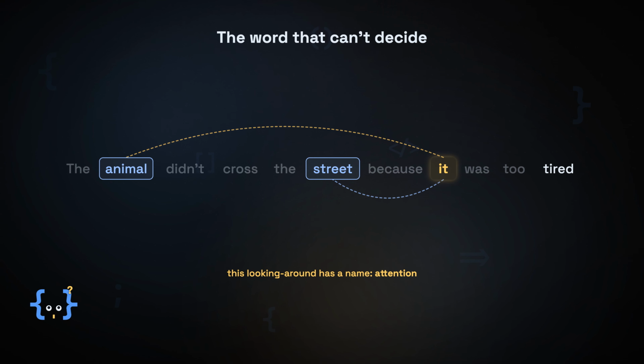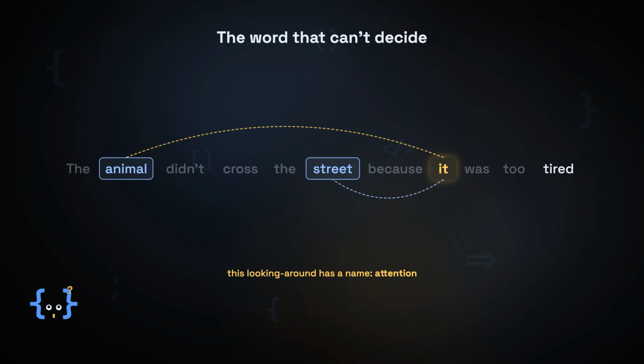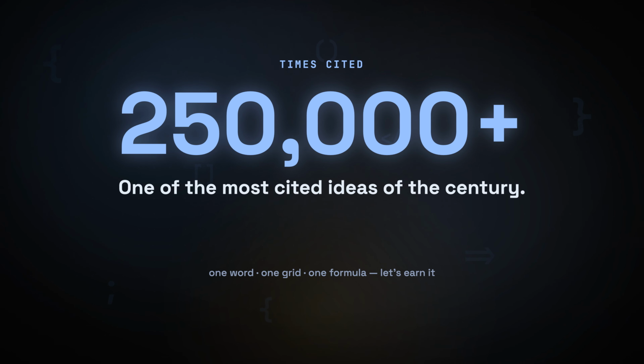It is called attention. And here is my promise to you, by the end of this video, you will understand the one formula that runs every large language model on Earth, the actual T in GPT, not as scary symbols, but as something almost obvious. I don't say that lightly. The paper that introduced this formula has been cited over 250,000 times, one of the most cited papers of this century.